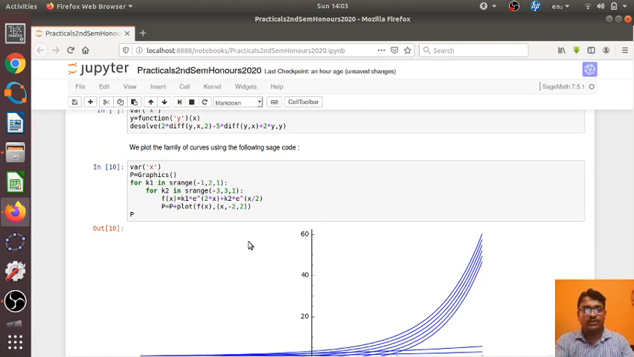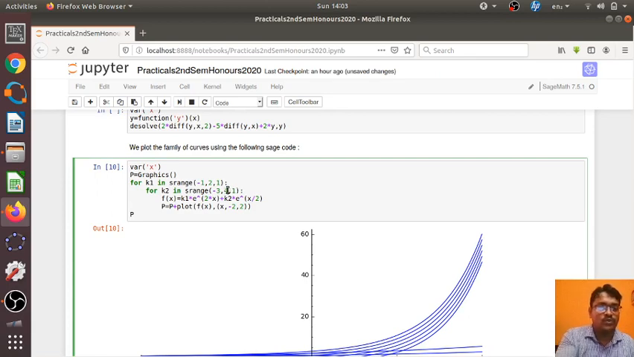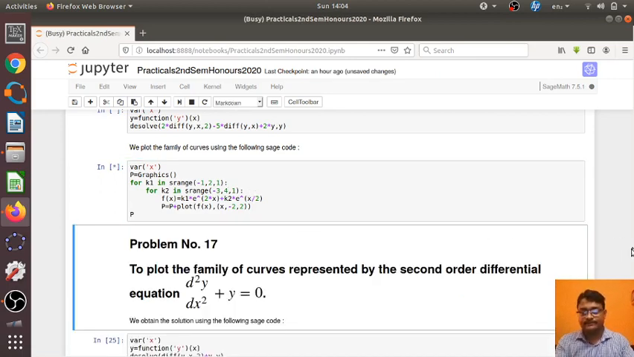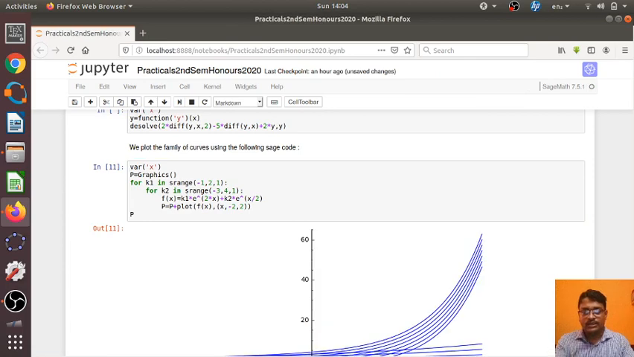And we are considering values of k2 from say minus 3 to 4. So we are considering values minus 3, minus 2, minus 1, 0, 1, 2 and 3. These 7 values we are considering. Just keep it that way.